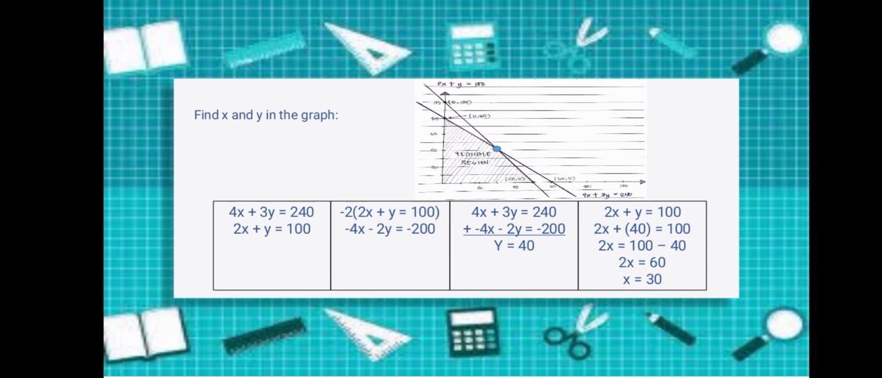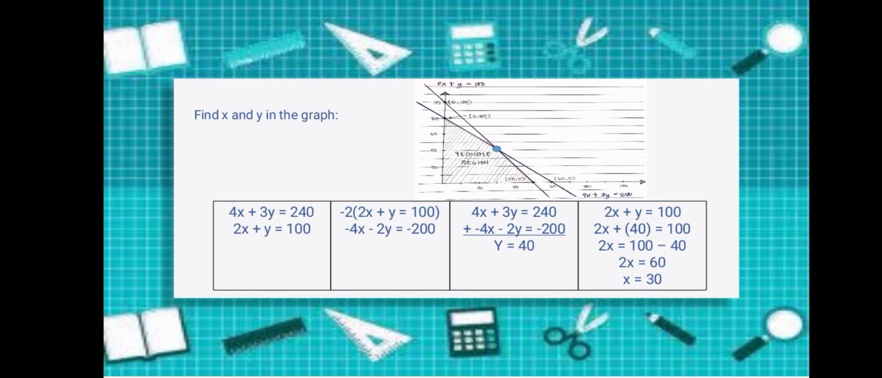I-find muna natin kung ano yung value ng x and y dyan. So, point na color blue, yan ang ating hahanapin kung ano ang x and y dyan. So, to find that, using our knowledge in algebra, we have the two equations: 4x plus 3y is equal to 240 and 2x plus y is equal to 100.